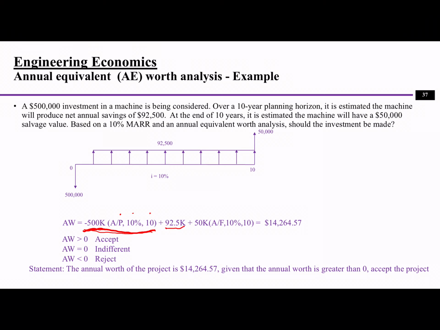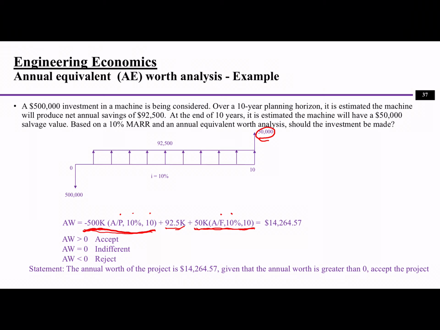We can use this to find out what the equal payments are during those periods, right? And of course, 92.5, because it's already the equal payment, we do not need to convert. We put 92.5 here, and another one is the 50,000 salvage value, or the eventual salvage value. They want to convert this value to what? To the annual equivalent, right?